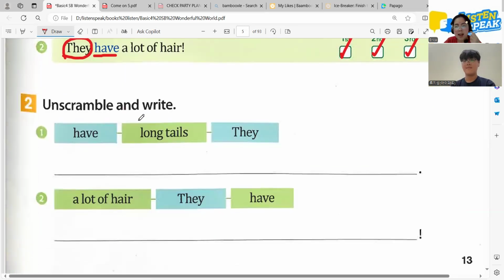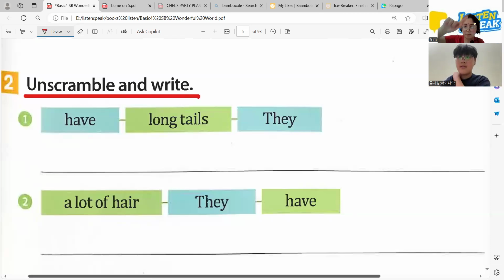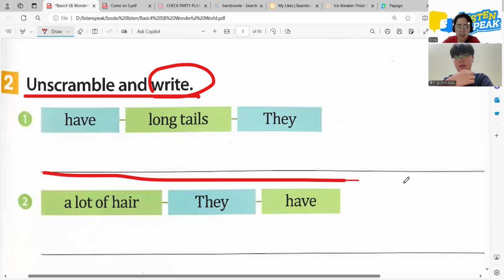Okay, there you go. And now, you're going to unscramble and write. So, number one, can you write on the screen? Can you write it? Okay. They have long tails. Can you write it on the screen, right? Okay. They have long tails. Yes, here. You're going to write here.